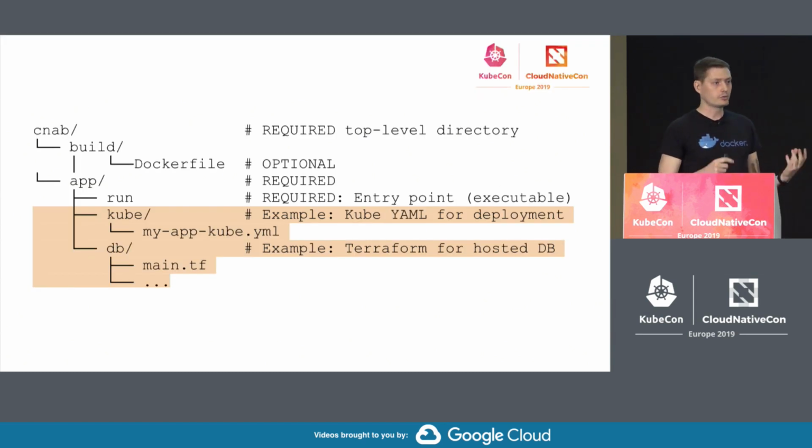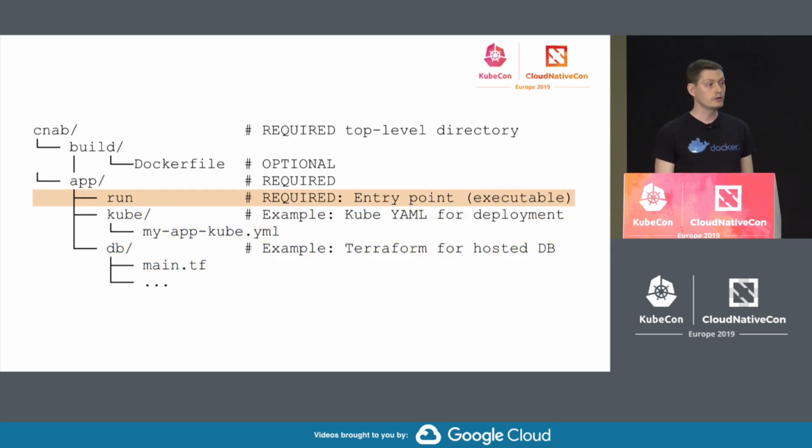So just taking a look at what the file hierarchy looks like, you have something like this, where you have some definition, which is highlighted here. In this case, I've got a database which we could deploy with Terraform, because it's a hosted database, and then some kube YAML that we'll just kubectl apply.